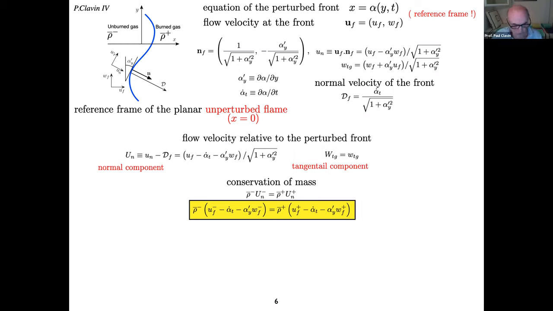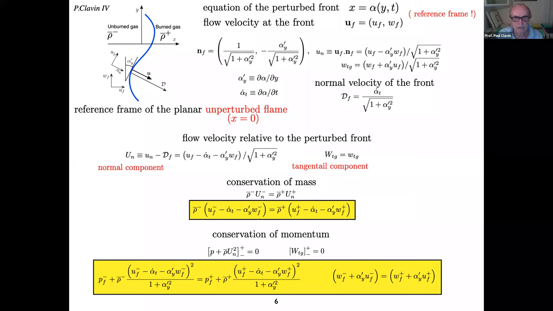Sometimes I use for the notation of unburned fresh mixture minus and burned gas plus. Sometimes I use the subscript U and the subscript B. It depends. It's just a question of notation, this has no other meaning.